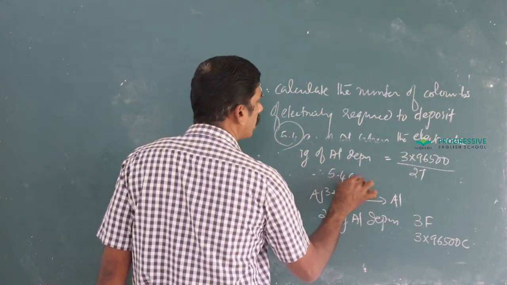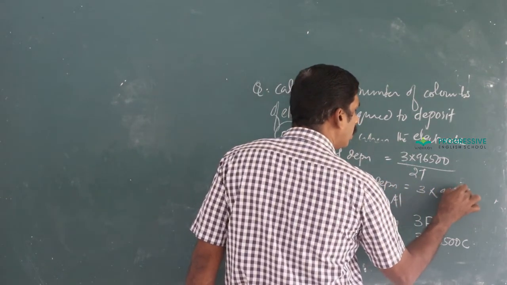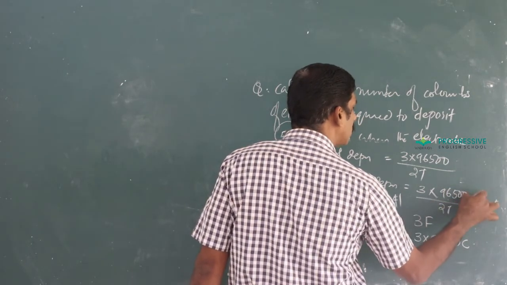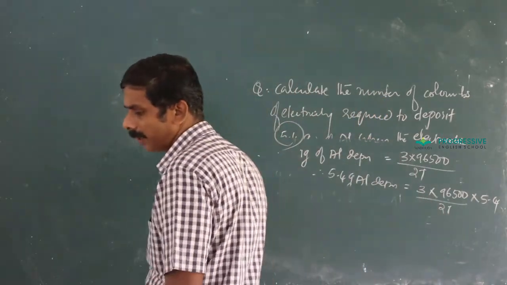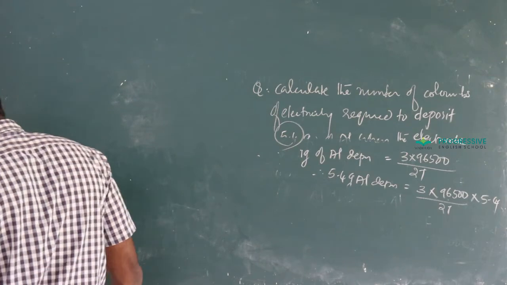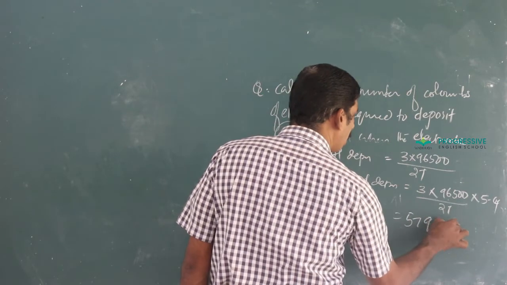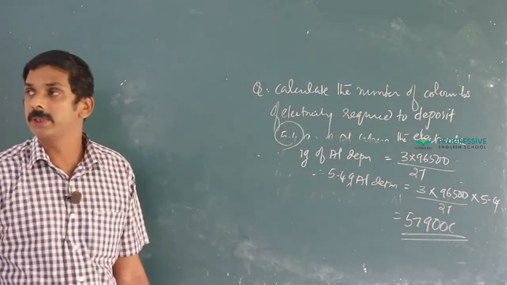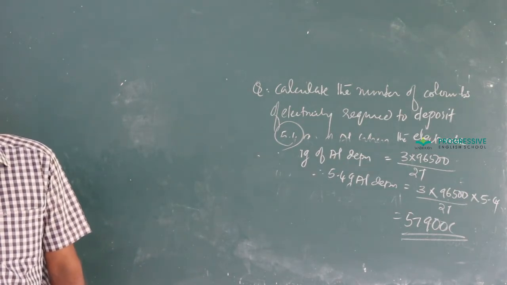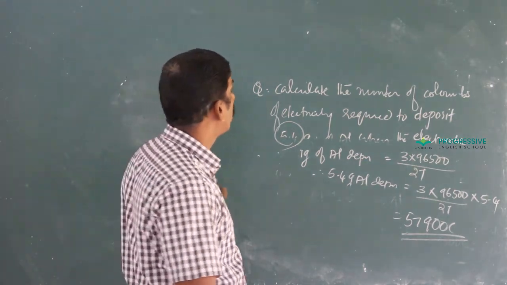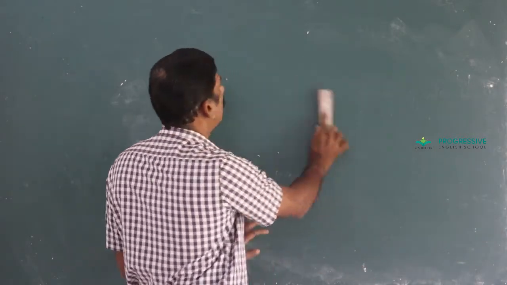Here in the question, it is 5.4 gram of aluminium. Therefore, 5.4 gram of aluminium is deposited by the passage of 3 into 96,500 divided by 27 into 5.4 coulombs. That is 57,900 coulombs of electricity required to deposit 5.4 gram of aluminium. Okay, these are the main numerical based questions regarding Faraday's law.